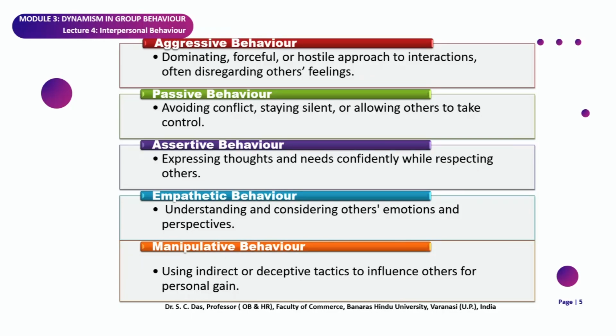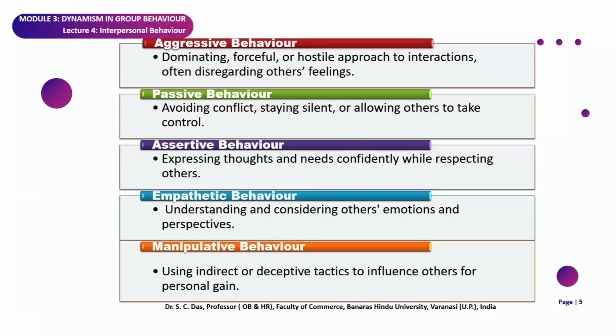Aggressive behavior is a dominating, forceful and hostile approach to interaction, often disregarding others' feelings. A dominating attitude and forceful, hostile approach is very common; you can find it everywhere. Some people want to show their authority and their power. That means we are not understanding the feelings of others. Always we try to dominate others: I am such a big man, I am doing work this way, and we are not listening to others. Since it is interpersonal, you need to listen to others also.